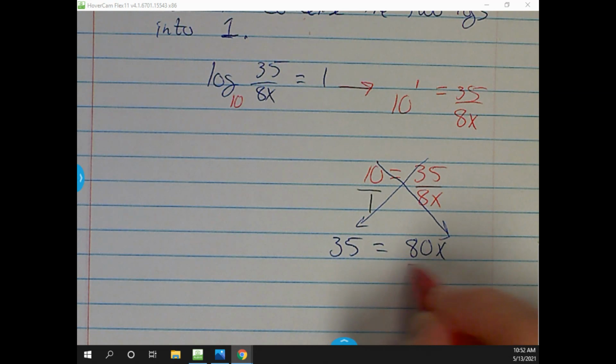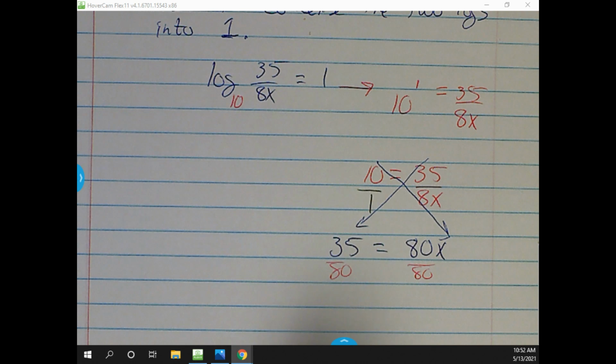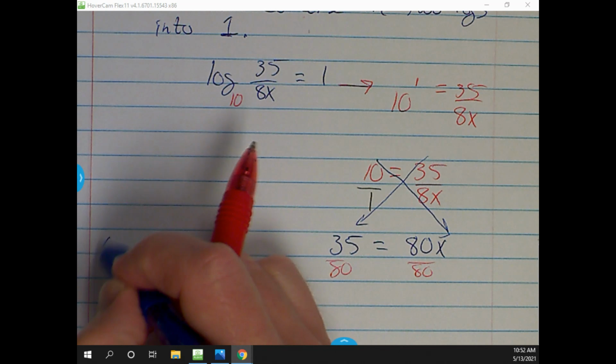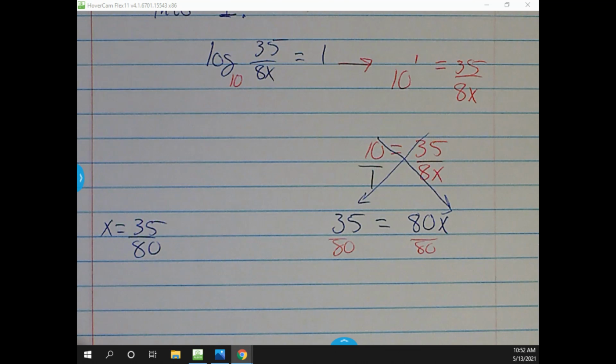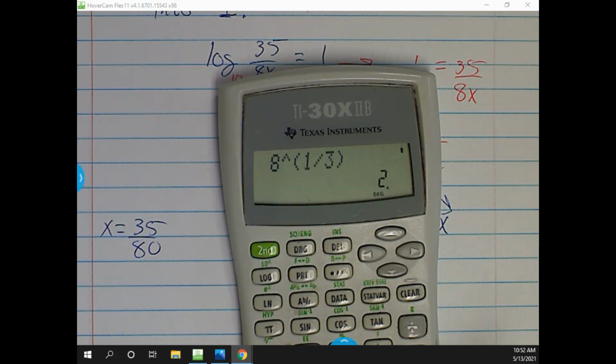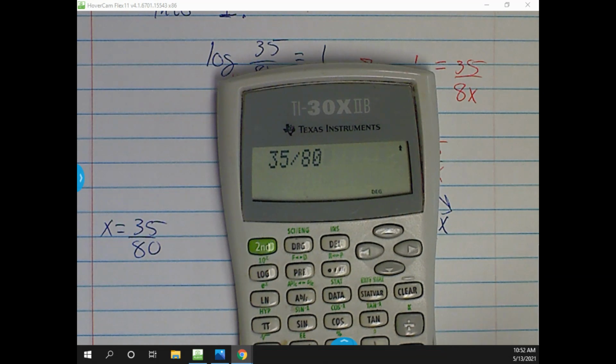All right, and then from here, divide both sides by 80. So x is 35 over 80. I don't think they're going to ask you to simplify that one. That's one where they're going to tell you to just put that answer in decimal form. So do 35 divided by 80, and that comes out to be 0.4375.